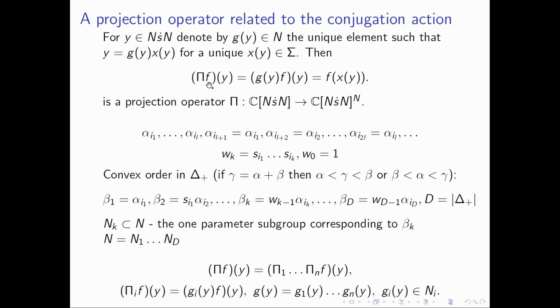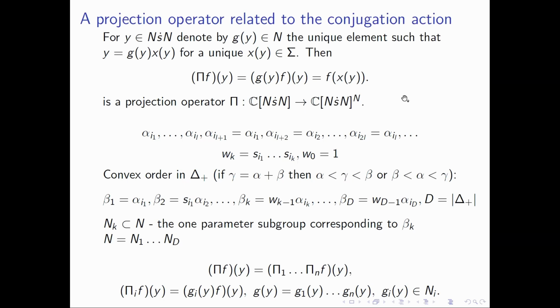You simply take an arbitrary function on S times n and evaluate its value at x of y. Right? So then this new function will be n invariant because when you conjugate this y by n, you don't change x of y, you only change g of y. So you obtain an invariant function. Well, I would like to obtain a quantum group analog of this projection operator. So for this purpose, let me describe this projection operator phi in a slightly different way.